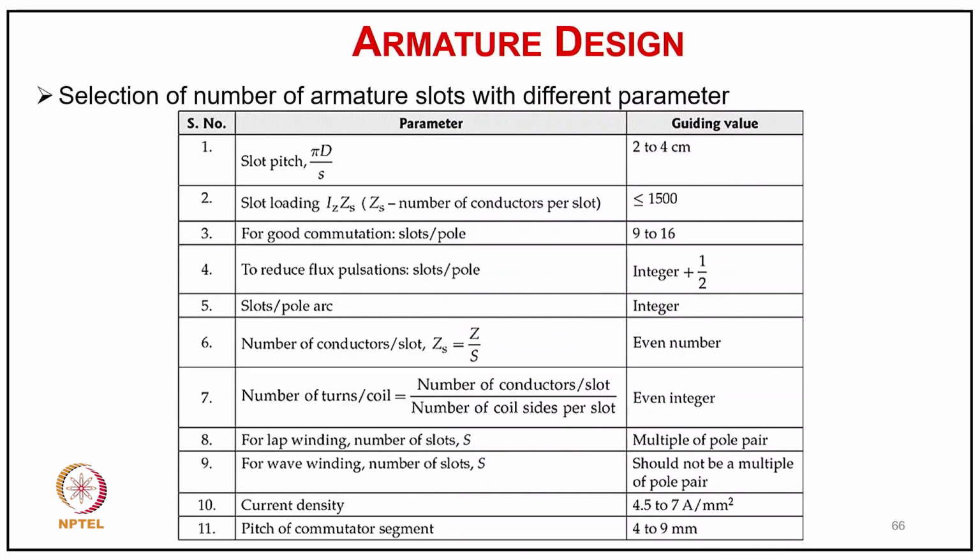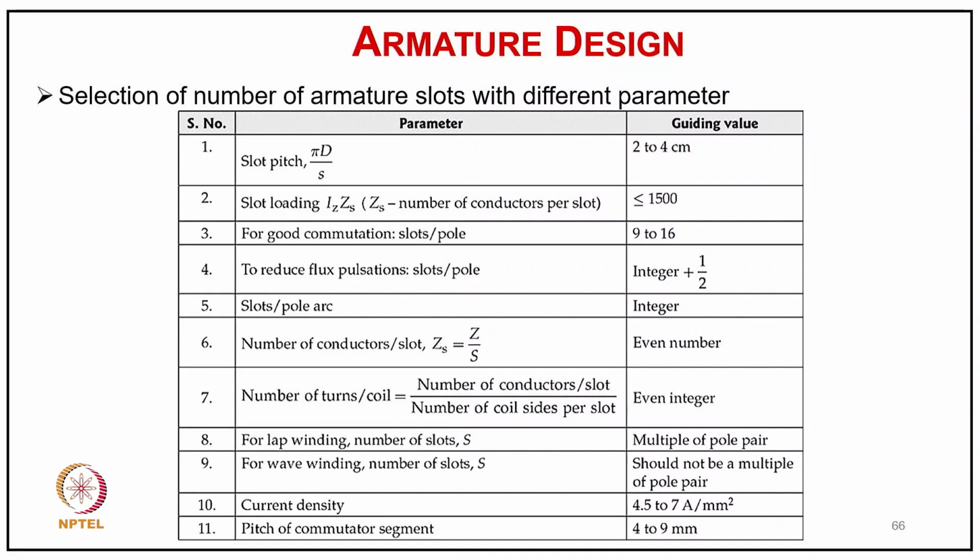Here is the selection of armature slots with different parameters. The first parameter is slot pitch, pi D upon S, which should be between 2 to 4 centimeters. Slot loading should be less than 1500. For good commutation, slots per pole should be between 9 to 16, and to reduce flux pulsation, slots per pole should be integer plus half, and slots per pole arc should be an integer. The number of conductors per slot, Z_S equal to Z upon S, should be an even integer, and the number of turns per coil, the number of conductors per slot divided by the number of coils, should be an even integer.